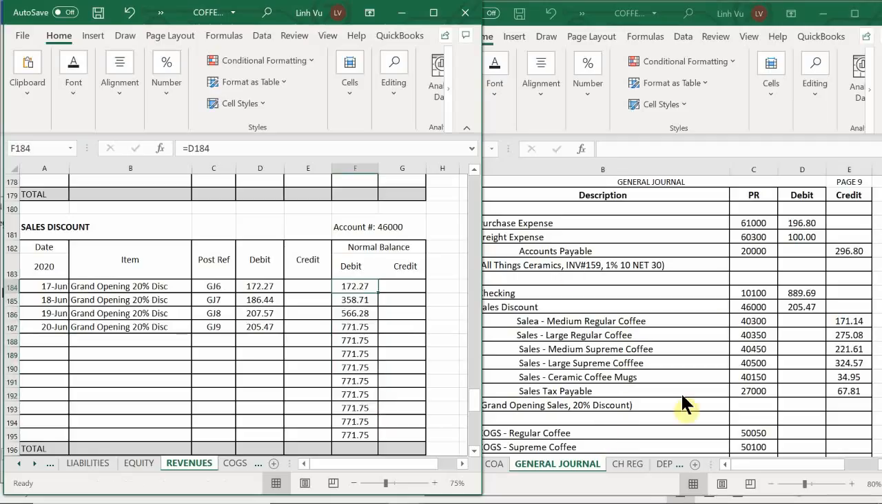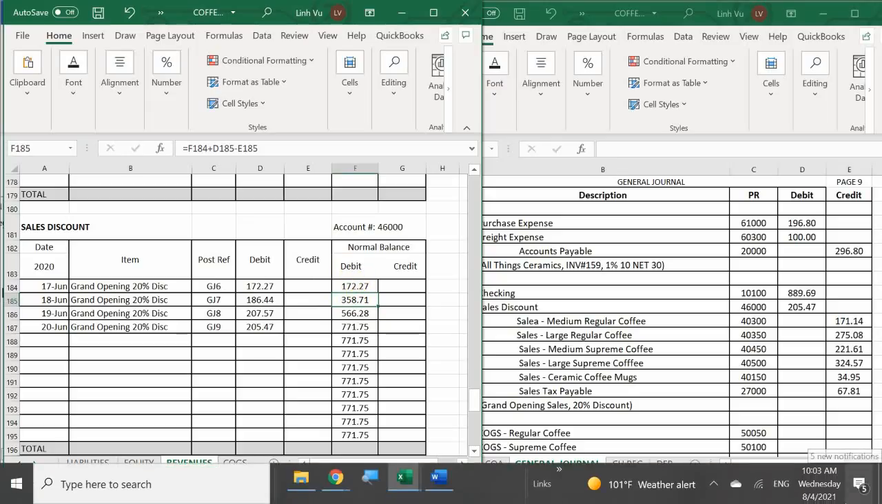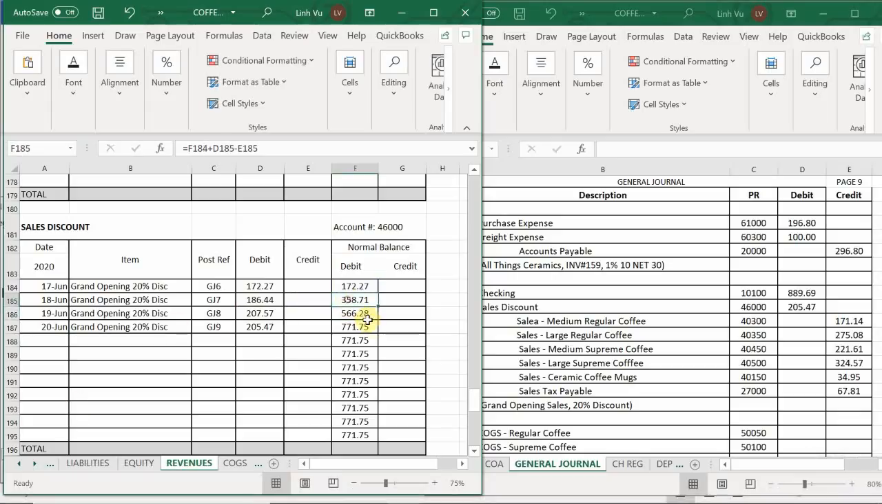Because it's giving me a hashtag value. And then when I went to the first one and dragged it down, it just gave me the 172.27, which means the formula is wrong. It's not the top one, sorry, the second one. Because the second one's supposed to be up 1 plus your debits minus your credit. So your second cell, it's the cell up one, plus 186 minus nothing. So it's 358.51.